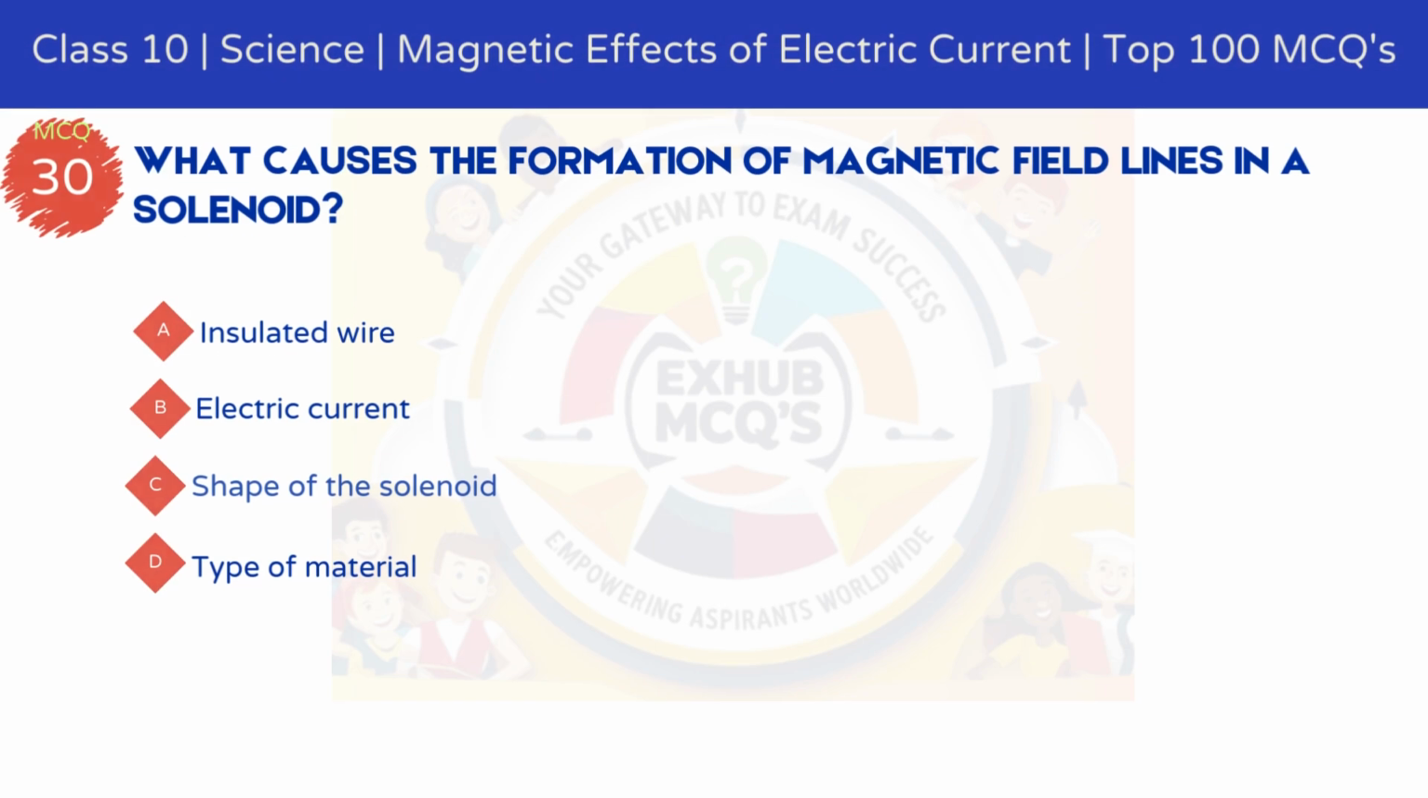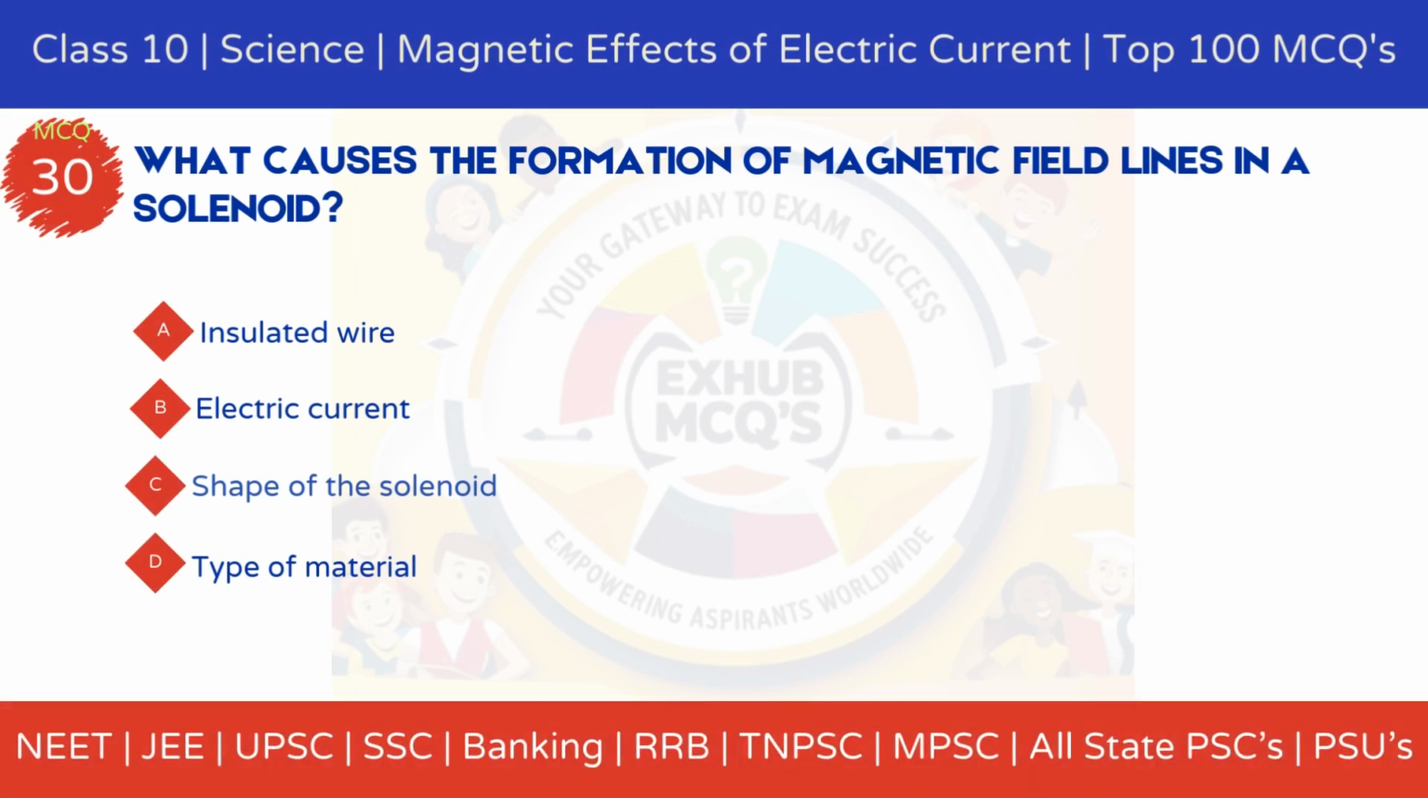MCQ 30. What causes the formation of magnetic field lines in a solenoid? Option A, insulated wire. Option B, electric current. Option C, shape of the solenoid. Option D, type of material.